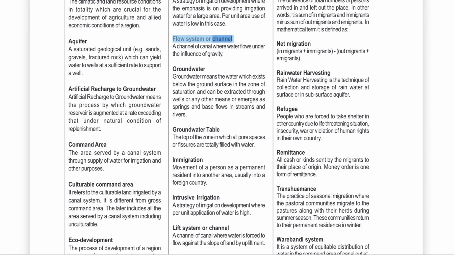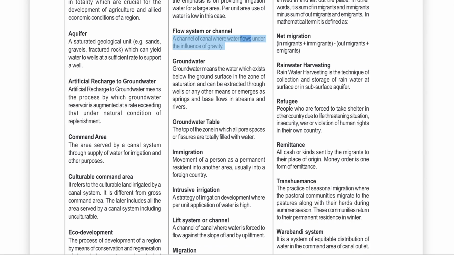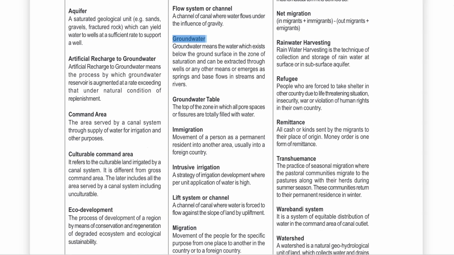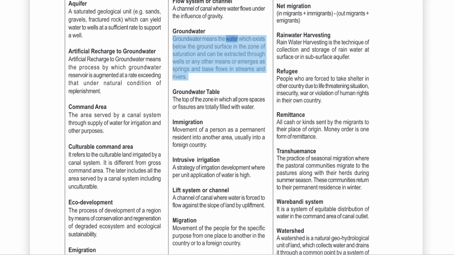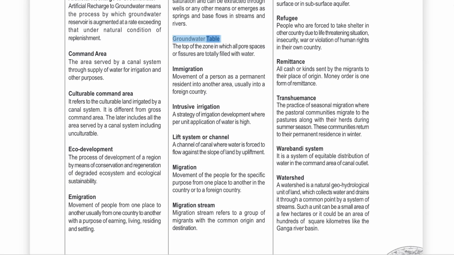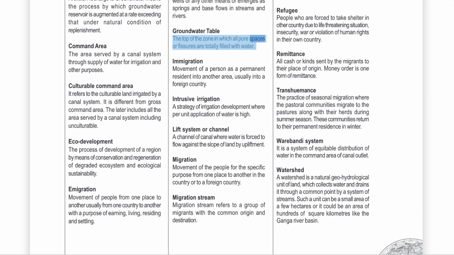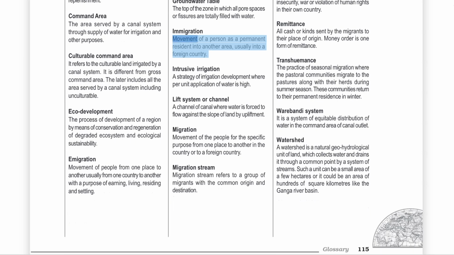Flow system or channel: a channel of canal where water flows under the influence of gravity. Groundwater: the water which exists below the ground surface in the zone of saturation and can be extracted through wells or any other means or emerges as springs and base flows in streams and rivers. Groundwater table: the top of the zone in which all pore spaces or fissures are totally filled with water. Immigration: movement of a person as a permanent resident into another area, usually into a foreign country.